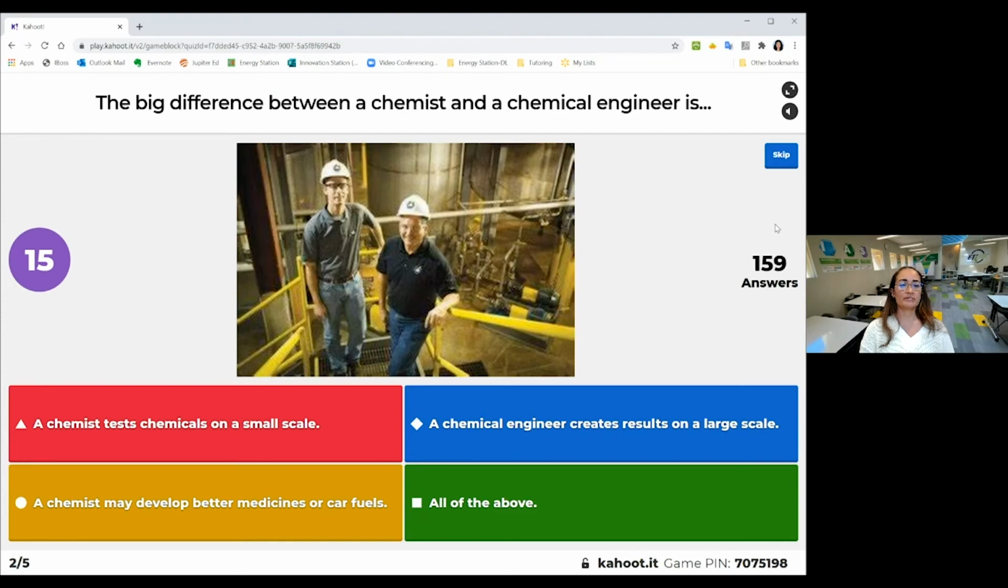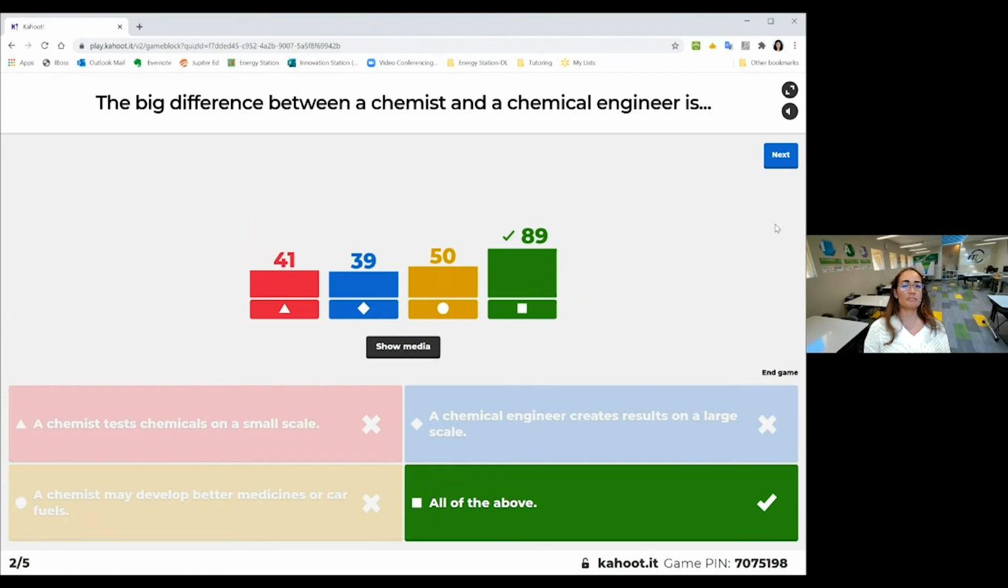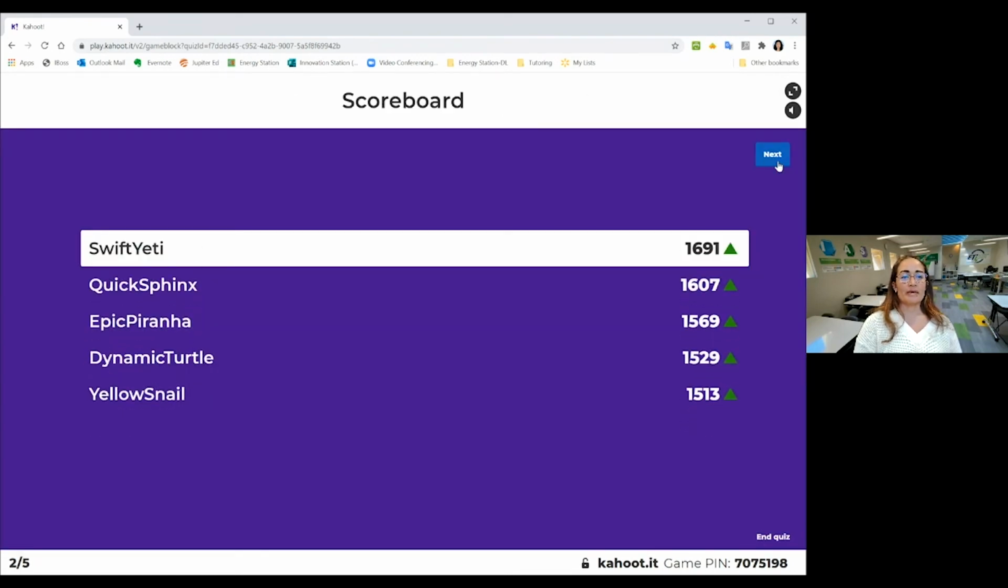The difference between a chemist and a chemical engineer. Again, red triangle, they test chemicals on a small scale. Blue diamond, a chemical engineer creates results on a large scale. Yellow circle, a chemist develops medicines or car fuels. Or is it all of the above? Nice, okay. Kind of everyone wanted to go towards one or the other, but actually all three of those are correct. So it is all of the above, very good. And Swift Yeti has now taken over the lead.